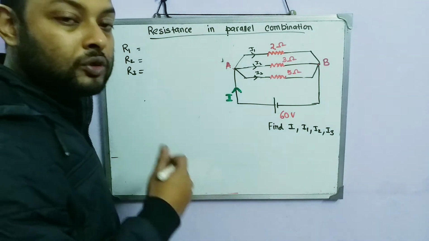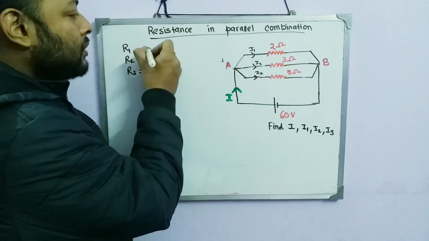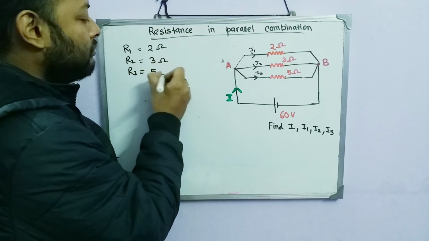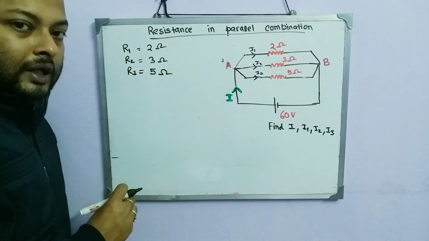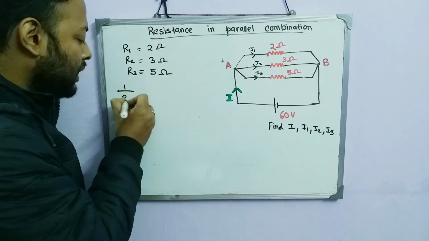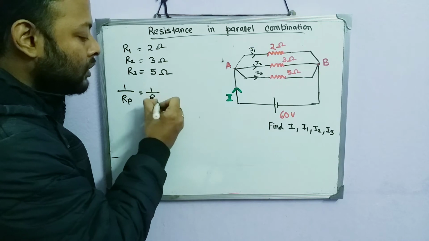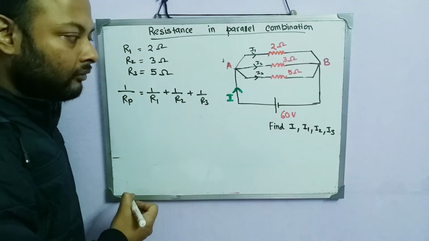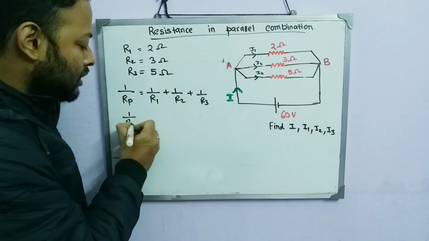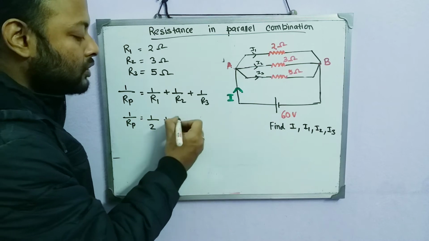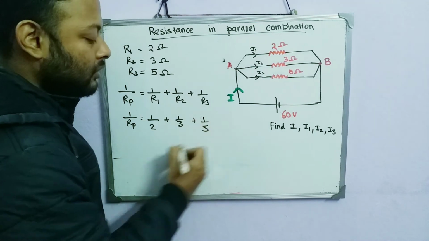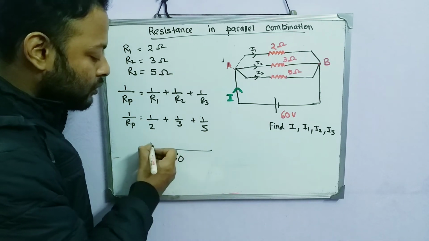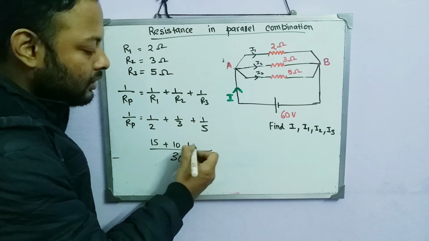So how am I supposed to solve the sum? R1 is given as 2 ohm, R2 is 3 ohm and R3 is 5 ohm. Ultimately, the equivalent resistance is 1 by Rp equals 1 by R1 plus 1 by R2 plus 1 by R3. Now put the values: 1 by Rp equals 1 by 2 plus 1 by 3 plus 1 by 5. Take the LCM of 2, 3 and 5, which is 30. So I am getting 15, 10 and 6.